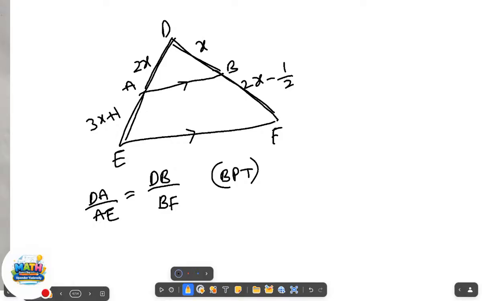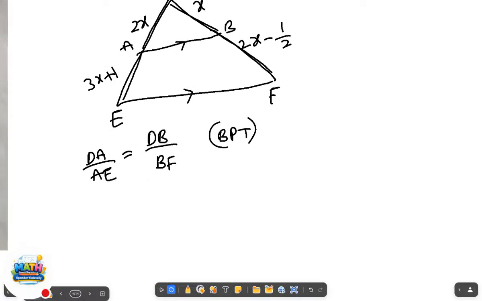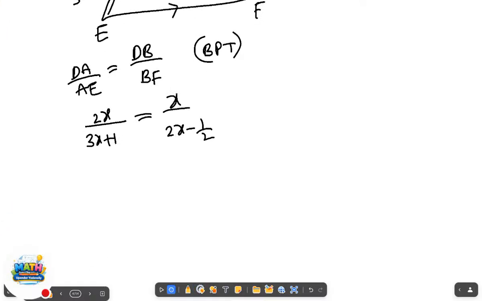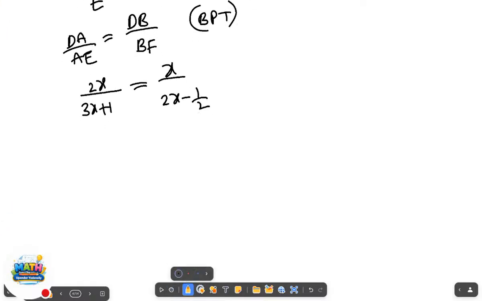Then apply the values of DA, and already these are given, right? So here DA is 2x and this AE is 3x plus 1. DB is already given as x, and BF is 2x minus 1 by 2. To find the x value, we have to cross multiply the terms.